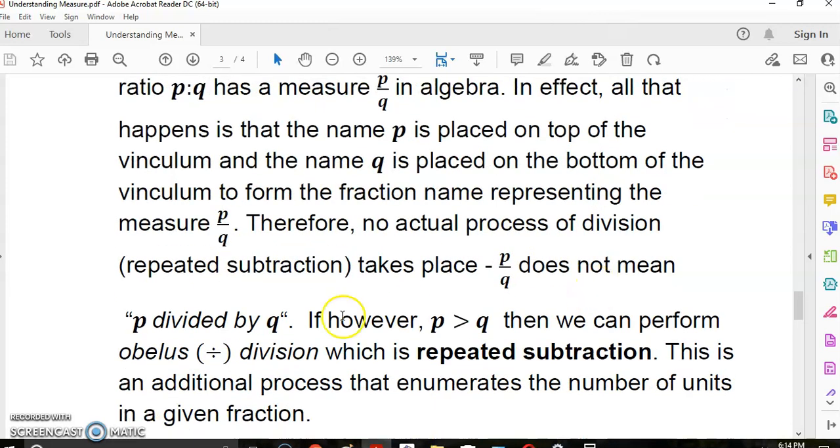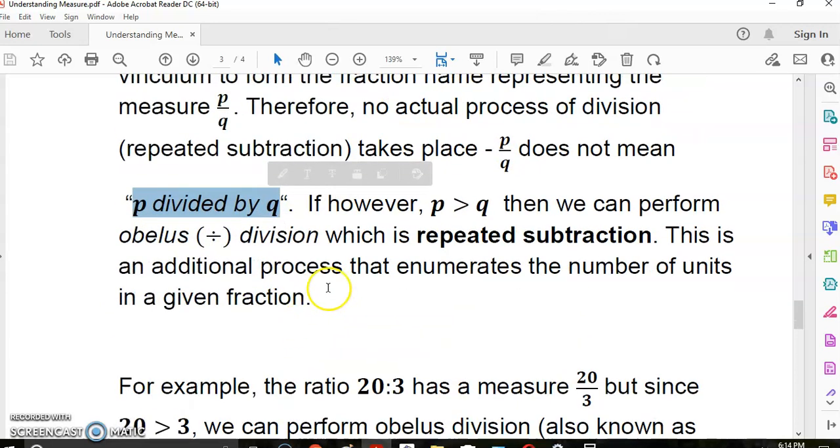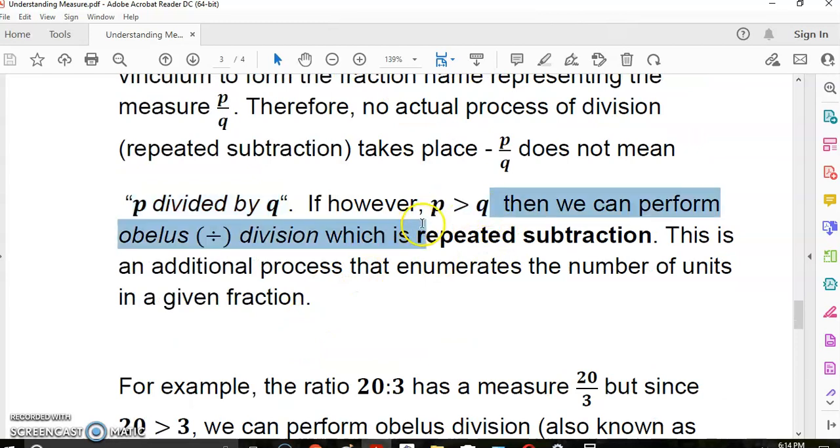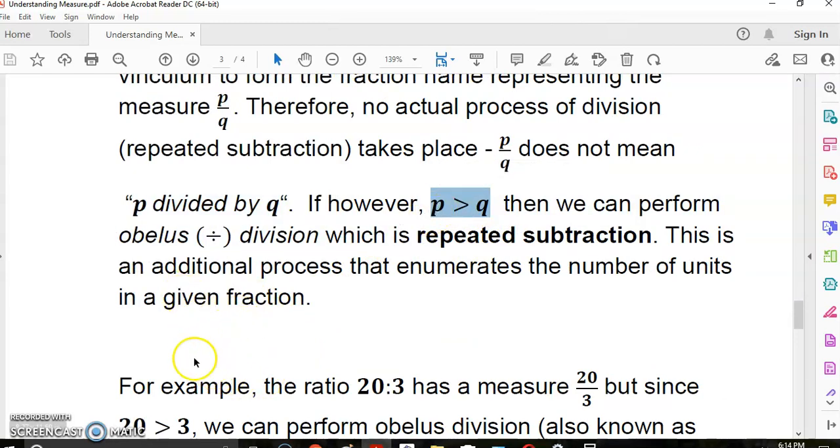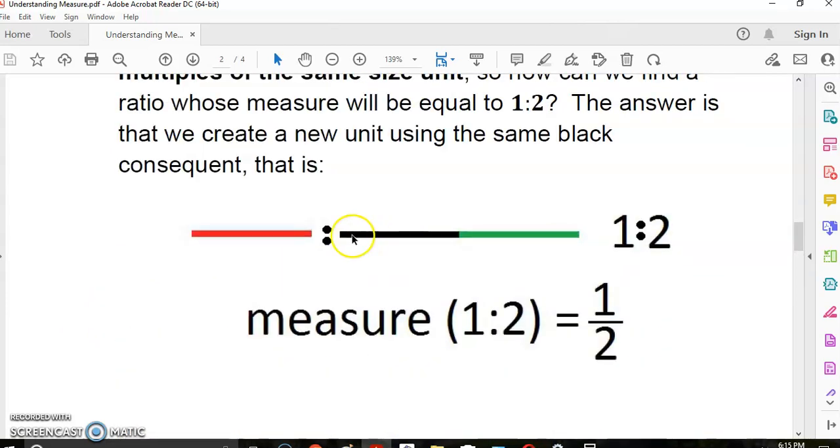Therefore, no actual process of division or repeated subtraction takes place. That is, P over Q does not mean P divided by Q, okay? And it has never meant that. If, however, P is greater than Q, then we can perform what's called long division or obelisk division, which is repeated subtraction, okay? And it's only possible if P is greater than Q. So this is an additional process that enumerates the number of units in a given fraction, okay? As we saw back up here, we enumerate one equal part of this unit by just placing one red line.